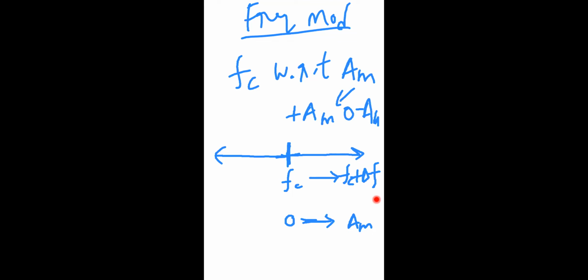And then suppose my amplitude decreases negatively, like 0, minus 1, minus 2, minus 3. When it decreases negatively, it will also reach its maximum negative, say minus AM. At that point my frequency will be FC minus del F.